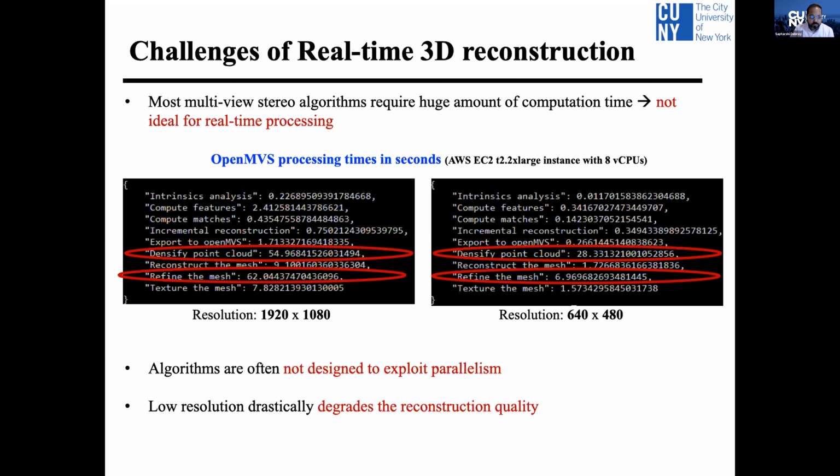So that was the complexity of the problem, but let's see the time complexity of the problem. Most multi-view stereo algorithms like OpenMVS and OpenMVG are not ideal for real-time processing because they take a lot of computation time. This is an example of OpenMVS processing times in seconds. For very high resolution, these are different stages. Some stages can be done pretty quickly, but densification of the point cloud takes 54 seconds. Refining the mesh takes 62 seconds for very high resolution. For relatively low resolution, it still takes 28 seconds and 6 seconds for these two stages.